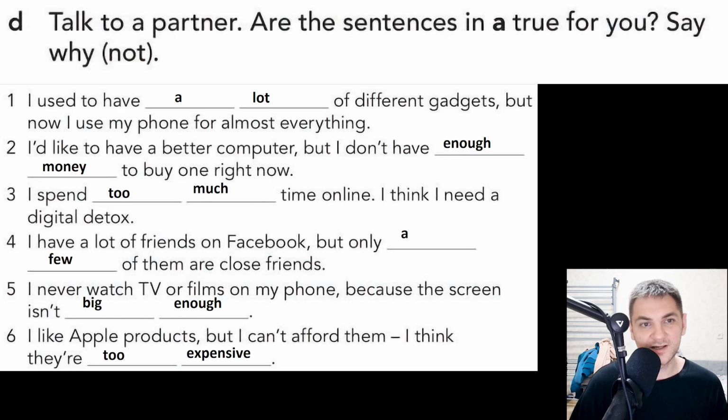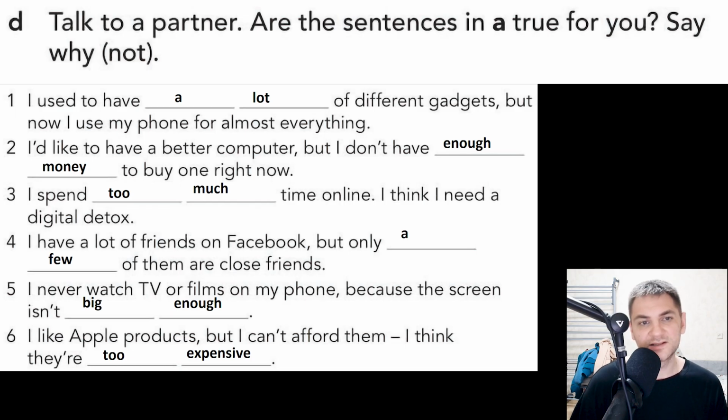Sentence 4. I have a lot of friends on Facebook, but only a few of them are close friends. Yeah, that's true for me. I can't say I have a lot of friends there, but I regularly speak to maybe 2 or maybe 3 people. That's about it. And sentence 5. I never watch TV or films on my phone because the screen isn't big enough. Well, I don't mind watching something on my phone in theory, it's just that I don't really like it. I mean, watching films or TV shows on such a small screen, that's why I almost never do it.